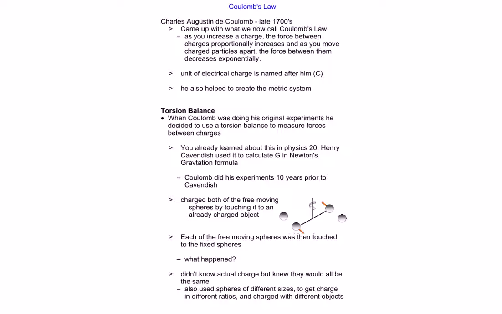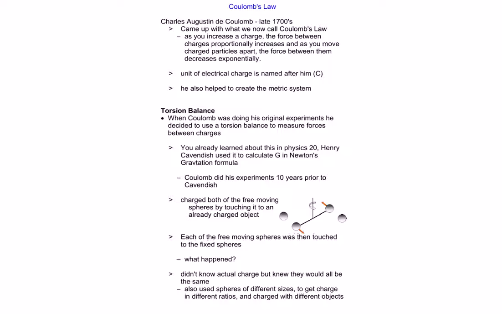How he did his experiment is he used a torsion balance. If you remember, we talked about it in Physics 20 when Cavendish was trying to figure out how to get the big G number in Newton's gravitation formula. What Coulomb did was basically the same thing, and in reality he actually did it first. Coulomb used the torsion balance to figure out the charge, and then Cavendish looked at that and said, hey, maybe I can use this to figure out gravity. We're going to see that the two are very similar formulas, and they're very closely related.